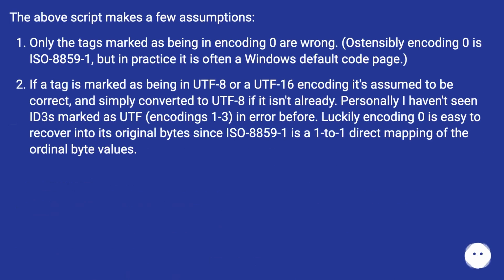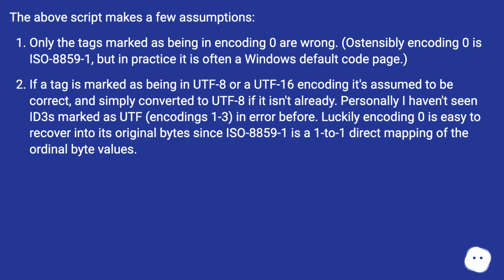the above script makes a few assumptions. Only the tags marked as being in encoding 0 are wrong. Ostensibly encoding 0 is ISO 8859-1, but in practice it is often a Windows default code page. If a tag is marked as being in UTF-8 or UTF-16 encoding, it's assumed to be correct, and simply converted to UTF-8 if it isn't already. Personally, I haven't seen ID3s marked as UTF, encodings 1 to 3, in error before.